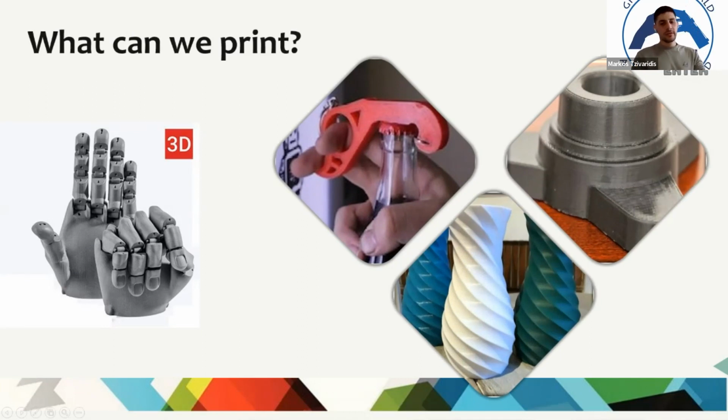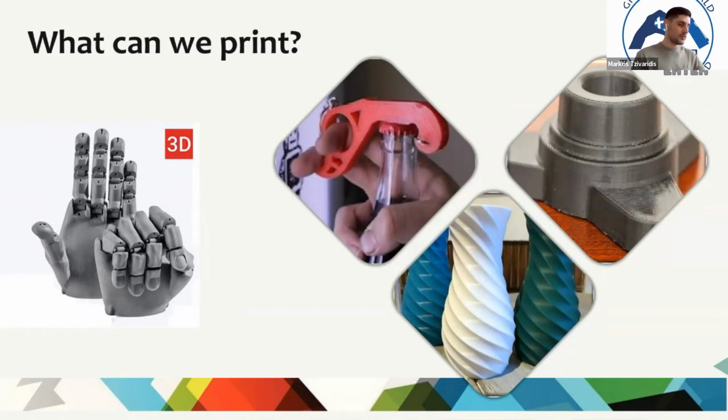So, what can we print with FDM printers? We can print everyday objects, as I said, gadgets, tools, like the can opener you see, spare parts, anything plastic generally. And depending on the material used, you can print anything you can imagine, guys. So, as I said, there are no restrictions in the design. What I would say is that the restrictions are on the material type.